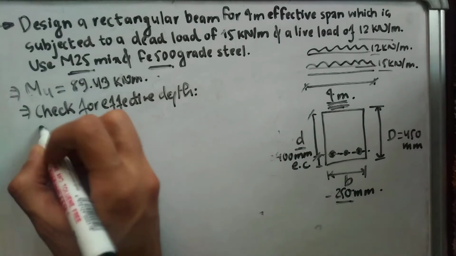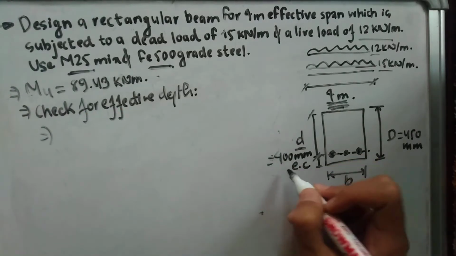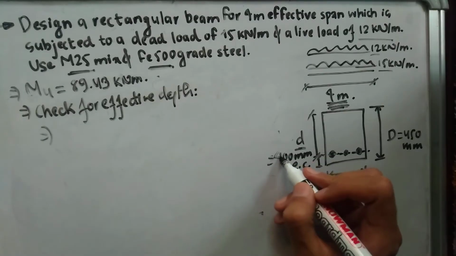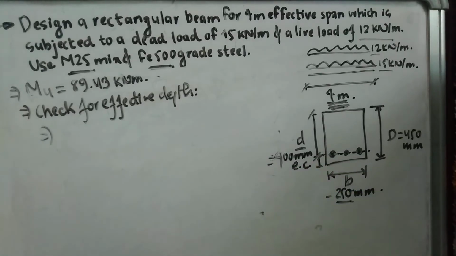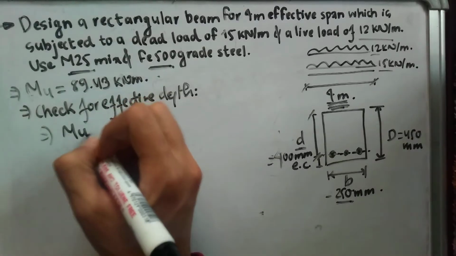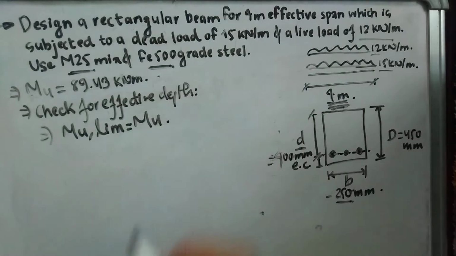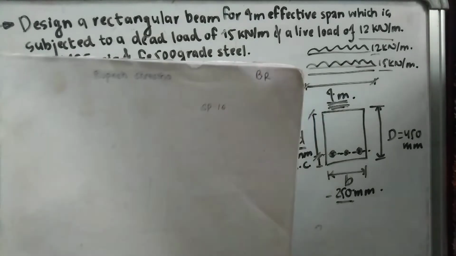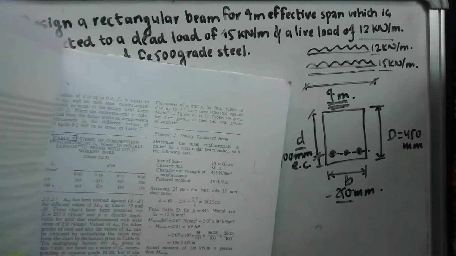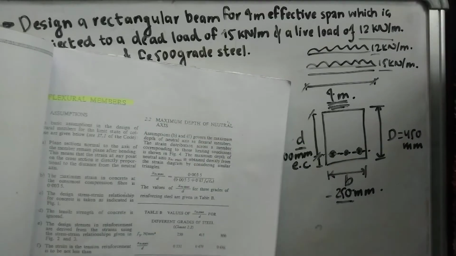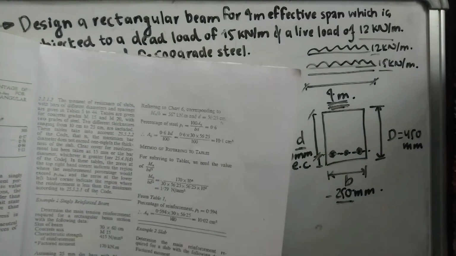Right now we have already found our value of D as 400 mm. Using this value, we are going to find out whether our beam is under reinforced or over reinforced. We are going to use Mu limiting equals to Mu. Now we are going to follow our SP16 code book and turn to page number 10. If you have the PDF, you can scroll to page 10, or if you have a hard copy, you can turn to page 10 as well.